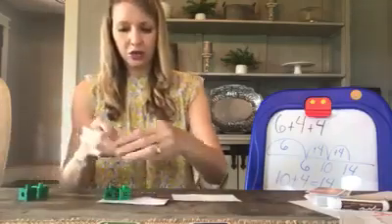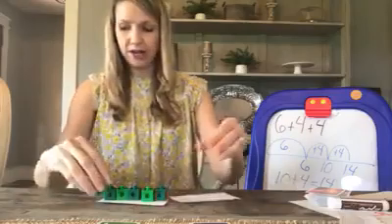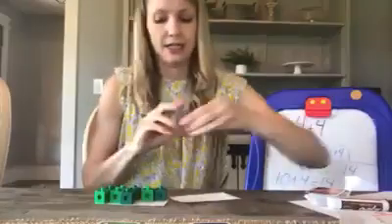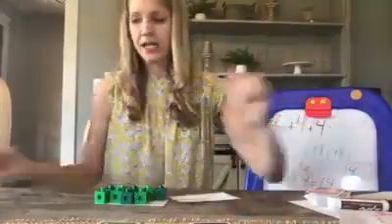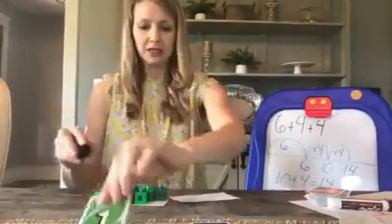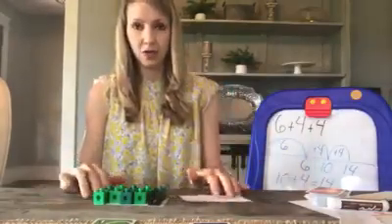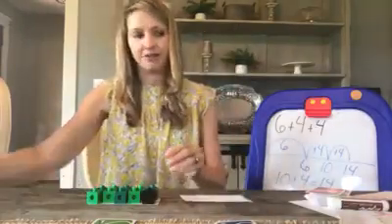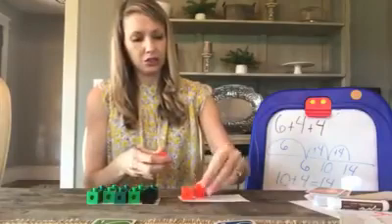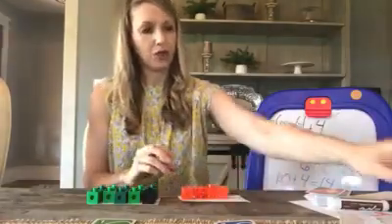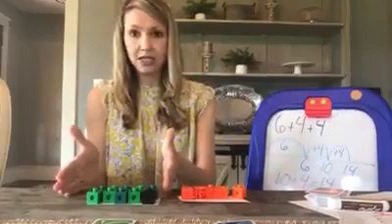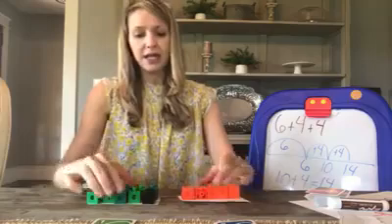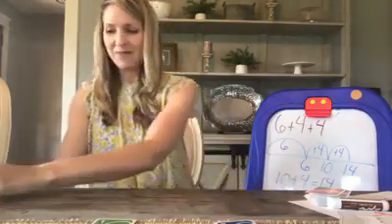1, 2, 3, 4, 5, 6, 7, 8, 9. So 9. And then I have 1. So that made that tens frame full because 9 and 1 is 10. And then I still have to add my 5. So let's do 1, 2, 3, 4, 5. So I have 1 tens frame full. I added 5 more. So how many would that be? That would be 15.